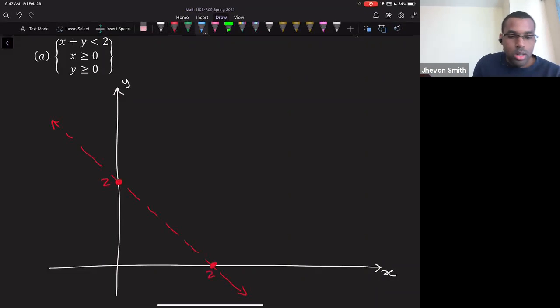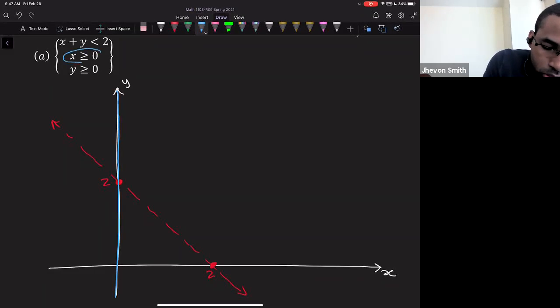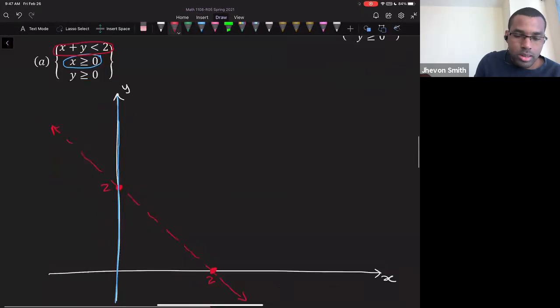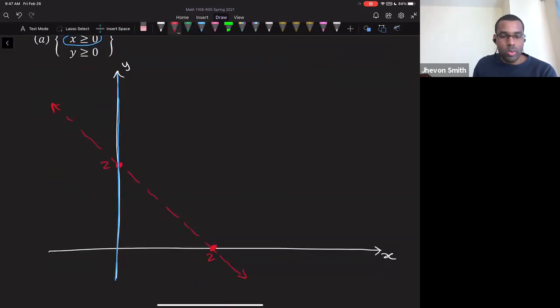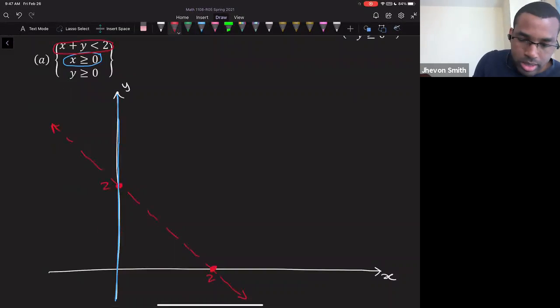It's going to meet here at 2, and it's going to meet there at 2. Now, x greater than 0, that's going to be the y-axis. If you sketch x equals 0, that's what I sketched in blue. This was the guy I sketched in red. And then y equals 0, that's just the x-axis. So that's this guy.